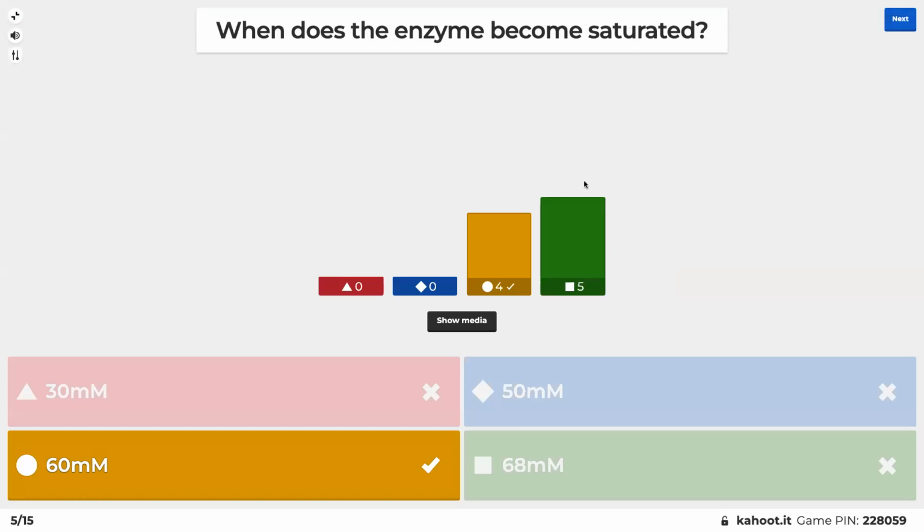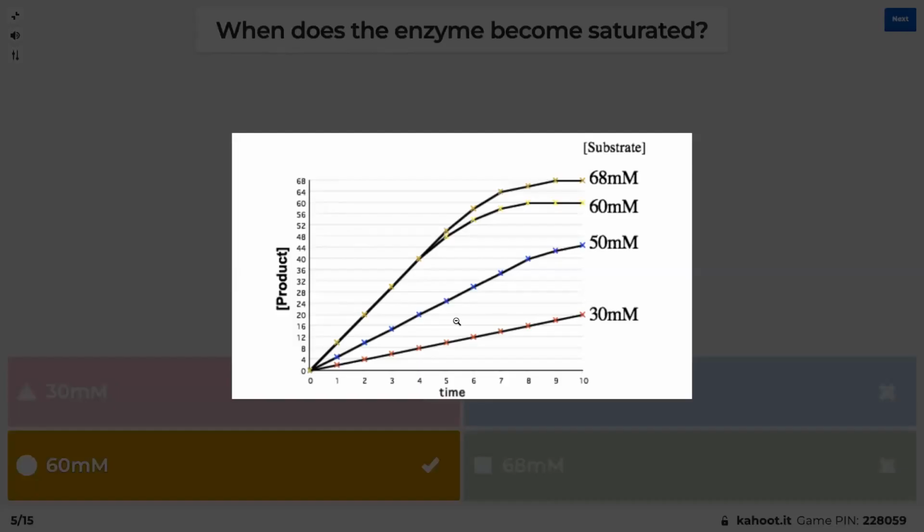Yes, so this one is tricky. This one was actually from her lecture. So if you want to hear it from Laura's mouth, it is in one of her lectures. But essentially the reason why it's 60 and not 68 is because we're looking at the initial velocity, and the initial velocity isn't increasing anymore at 68. It's reached its maximum. That's 60.